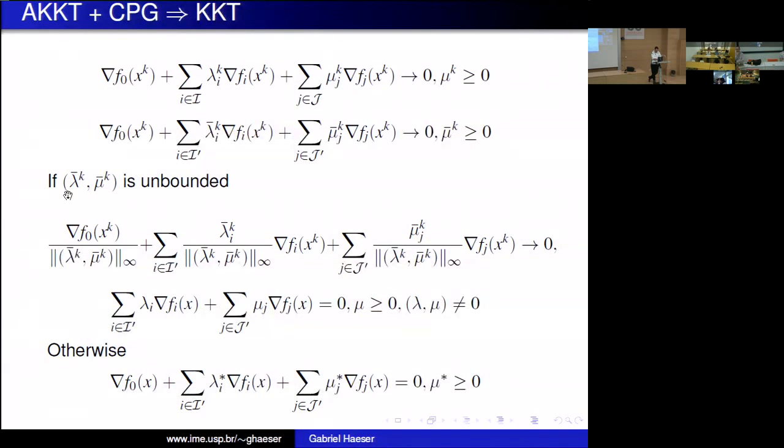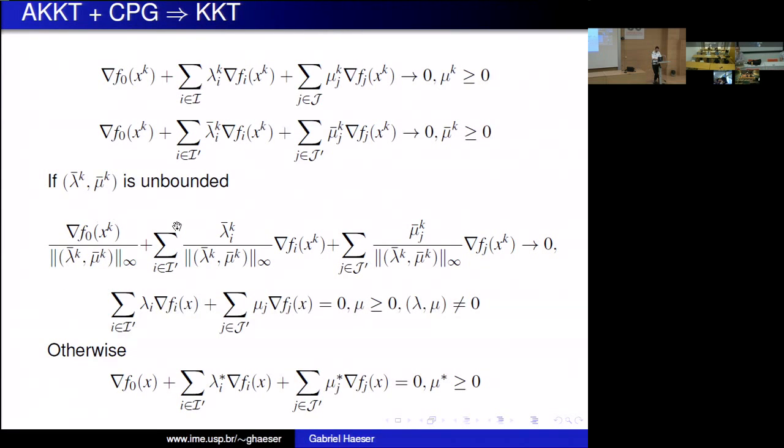If this new set of multipliers is bounded, you simply take the limit. Xk goes to x. For some subsequence, this goes to some lambda star, this goes to x, and this goes like this. And so this is 0. You have the KKT condition.